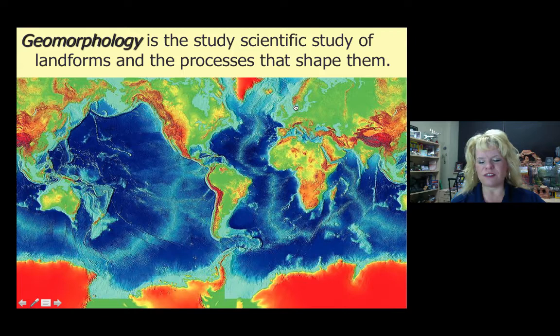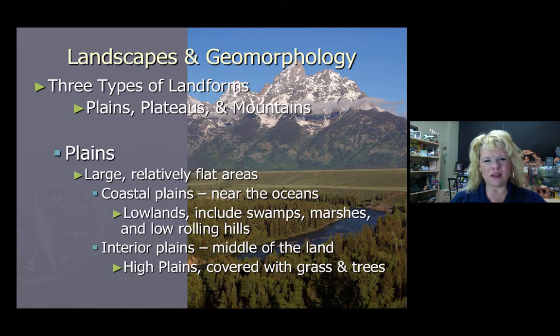So there are three major types of landforms. There are plains, plateaus, and mountains. While that may seem elementary, it's really not, because your plains are fairly flat areas. Like down here, you could call this part a plain, but this is clearly a mountain, and this is the Teton Range in Wyoming. Plateaus are something different, and we'll get to them in a minute.